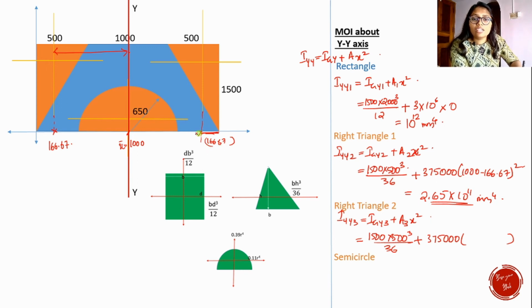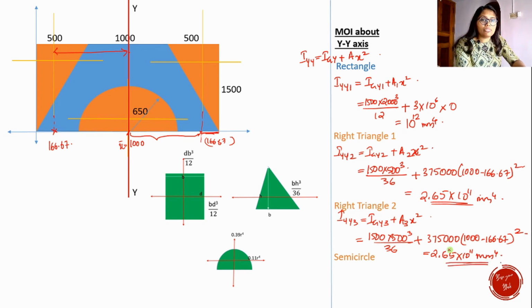Okay, this value is 166.67. So what is the distance of separation between the yellow and red line? We know that the right half of the rectangle is 1000. So when we reduce 166.67 from that, we get 1000 minus 166.67. I think the equations are just the same, isn't it? So let us copy it down. 2.65 into 10 raised to 11 millimeter raised to 4 is your moment of inertia of the right triangle 3 about the centroidal axis YY.